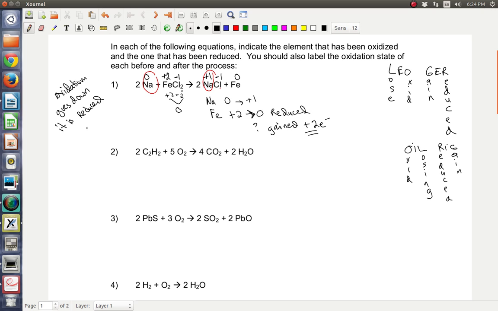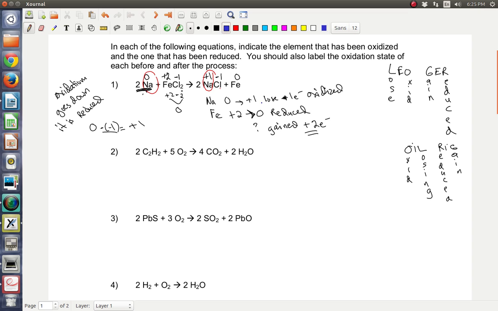So let's think about that mathematically. If I go from a 0 to a +1, then I have to subtract out one of the electrons. When you subtract 1 electron, you go to a +1. So sodium went from a 0 to a +1, but there are 2 sodium atoms. So even though one atom is just going to lose 1 electron, since there are 2 atoms, we lose 2 electrons. And so those 2 electrons left the sodium and went into the iron. So sodium is oxidized. Iron is reduced.